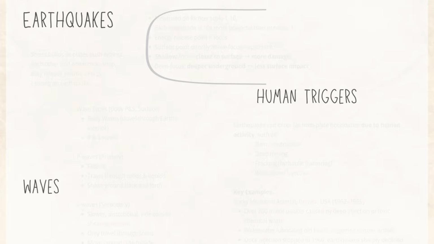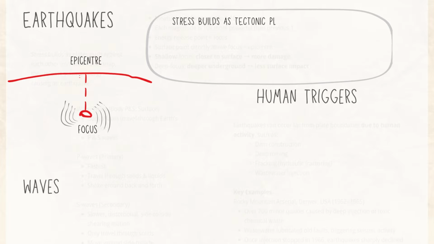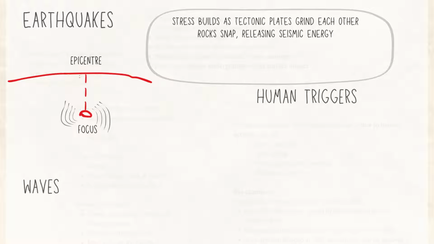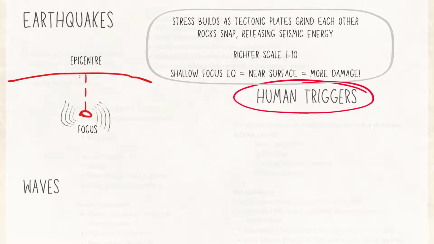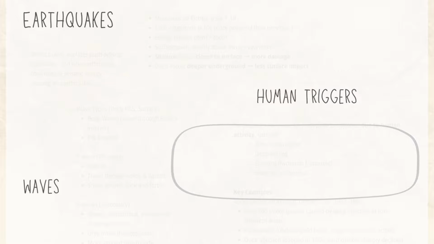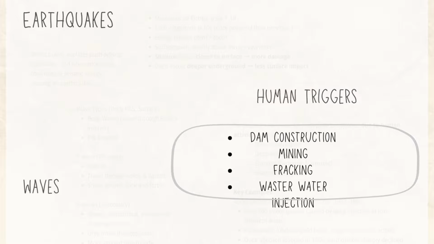Next up, earthquakes. They happen when stress builds as tectonic plates grind together, and when rocks finally snap, they release seismic energy. The shaking is measured on the Richter scale from 1 to 10. Shallow focus quakes cause more surface destruction, while deep focus ones have less impact. Human activities can trigger them too. Examples include dam construction, deep mining, fracking, and wastewater injection.